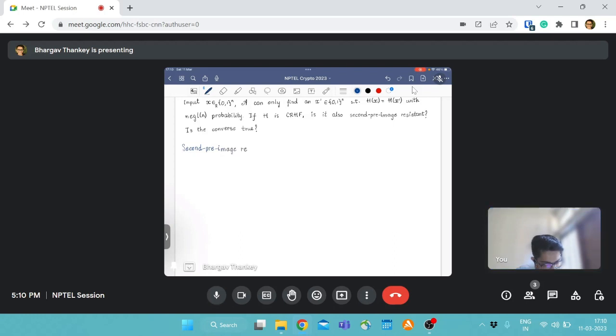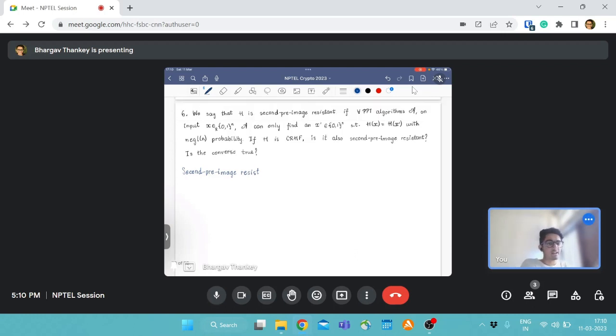What happens in collision resistant? The adversary picks x and x prime, and they can be anything the adversary wants. Over here, x is random.